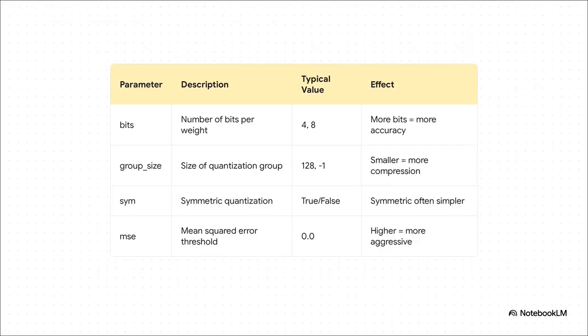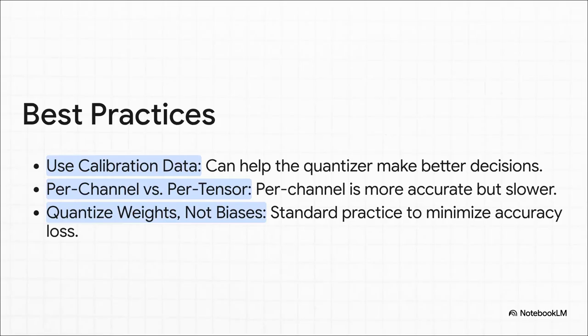Think of this table as your control panel. These are the main dials you can turn to get the result you want. Bits and group size are your primary tools for balancing that accuracy versus size trade-off. Learning to tweak these settings will help you get the perfect model for whatever you're building. And here are just a couple of pro tips to help you get the absolute best results. First, using something called calibration data, which is really just a small sample of the kind of data your model will be working with, can help the quantizer make smarter decisions and give you a more accurate result. Second, it's pretty standard practice to only quantize the main model weights and leave other things like biases alone to avoid any weird performance problems.